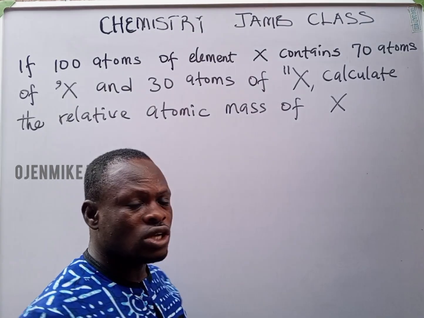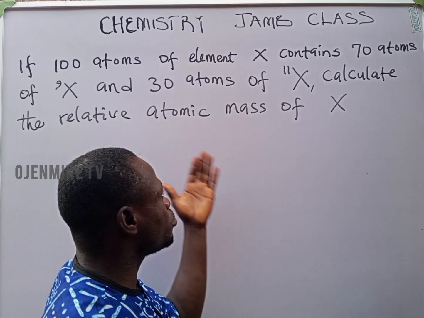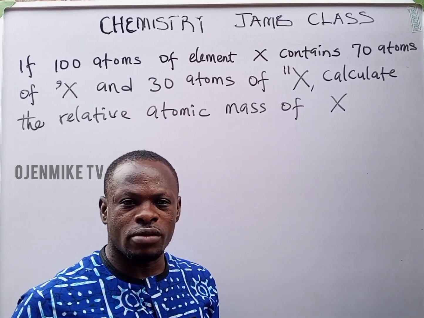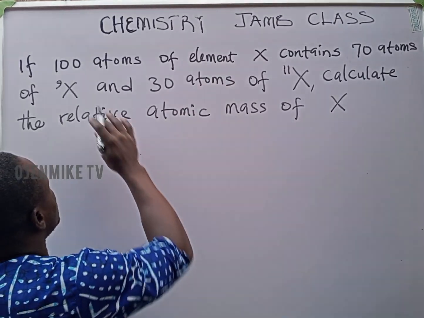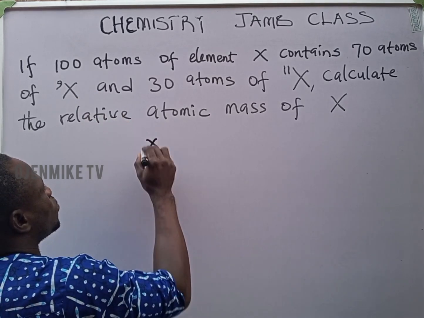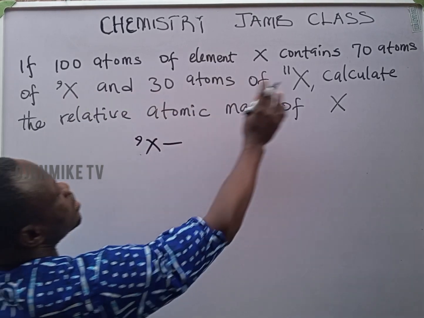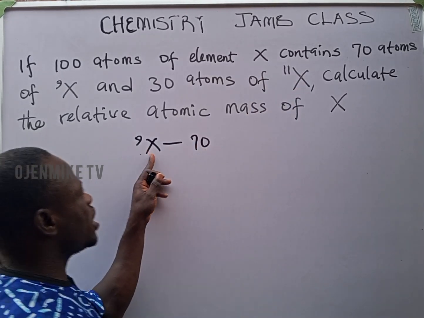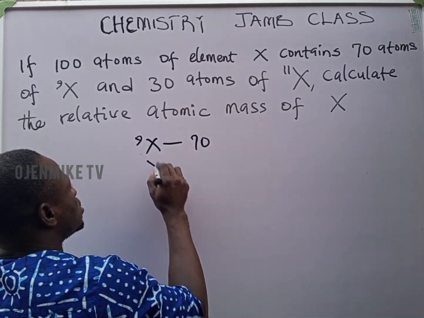Now, in this question, I will teach you two ways in which you can solve this particular problem. So for you viewers, you just drop in the comment the method that is best suited for you. Now we look at this element X with atomic mass number 9. It contains 70 atoms. Element X contains 70 atoms.